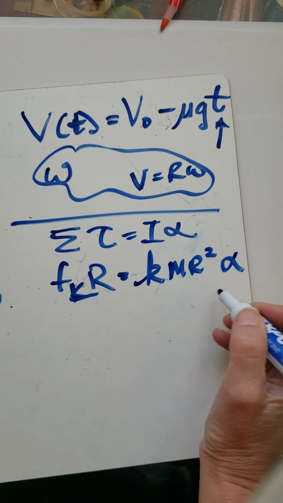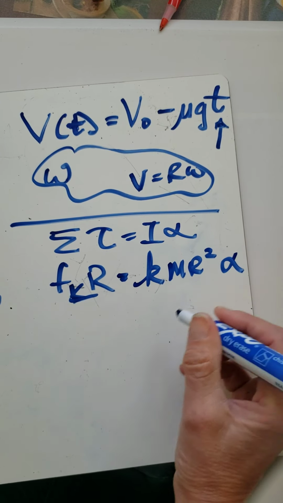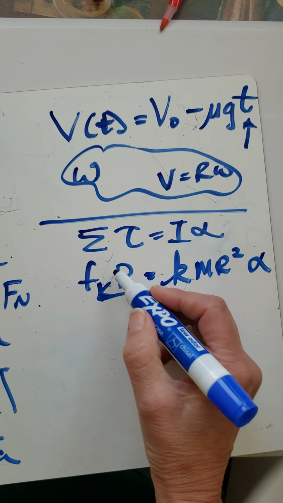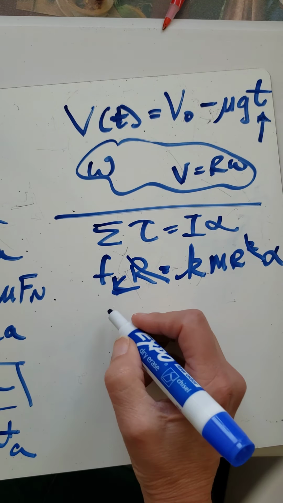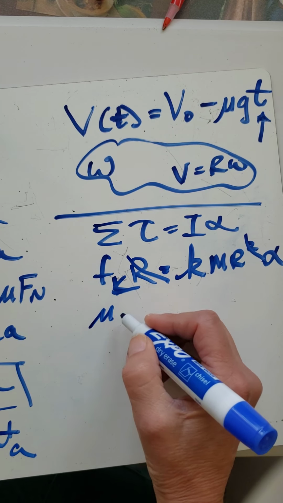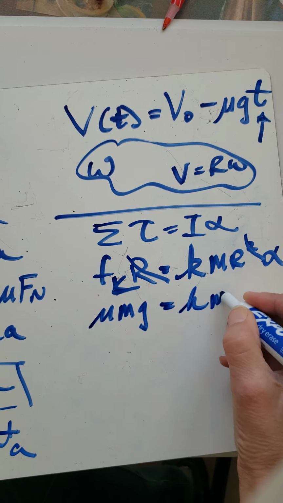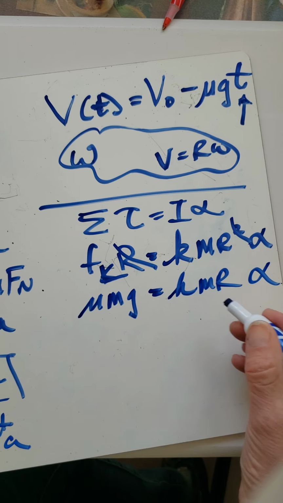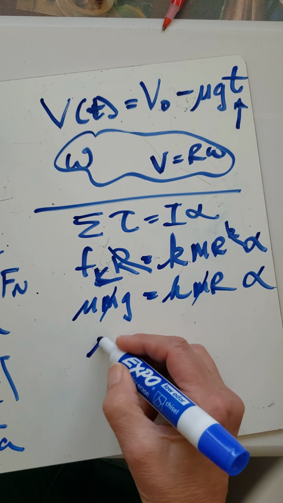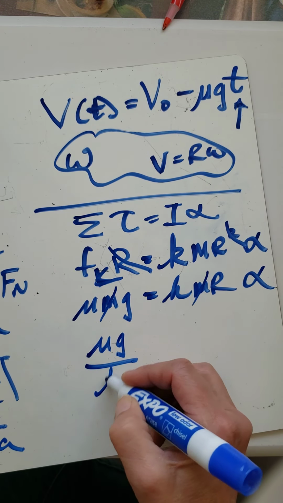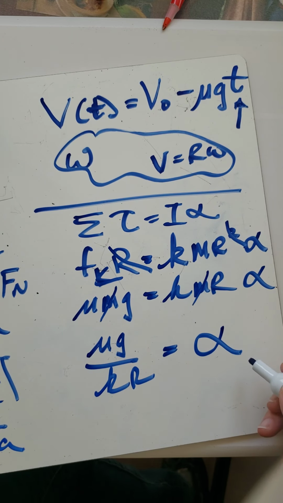Remember, we can't use the non-slip condition yet. We have to just leave it as the angular acceleration. We can do some simple cancellations here. One of the r's is going to cancel. I'm going to substitute frictional force with mu times m times g. And then I'm left with k m r times alpha. I can further do some cancellations by getting rid of those two, and I get mu g over k r is equal to the angular acceleration.